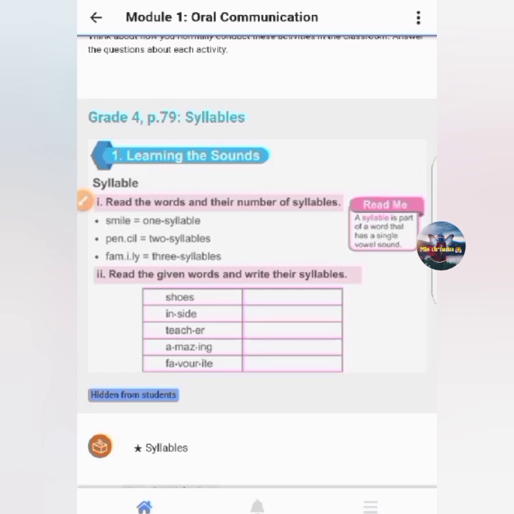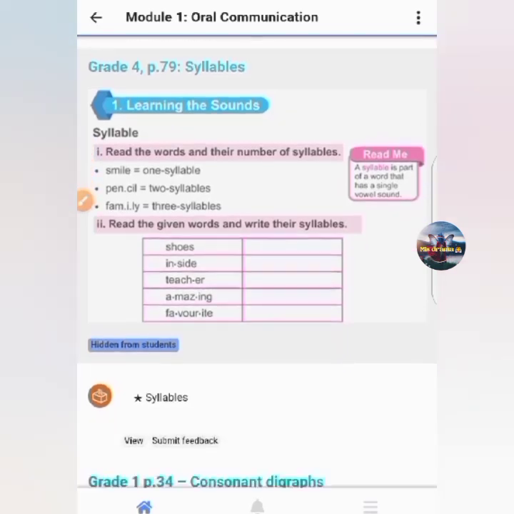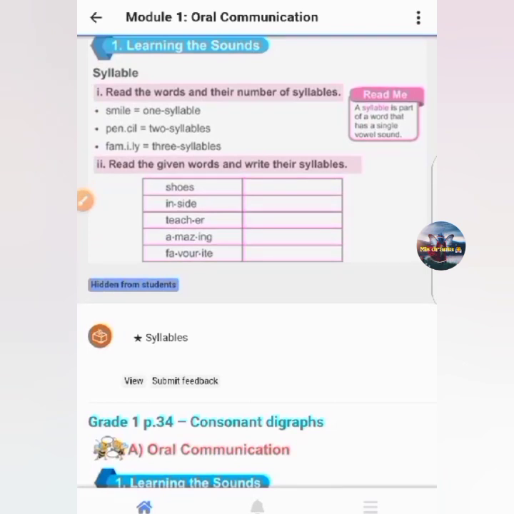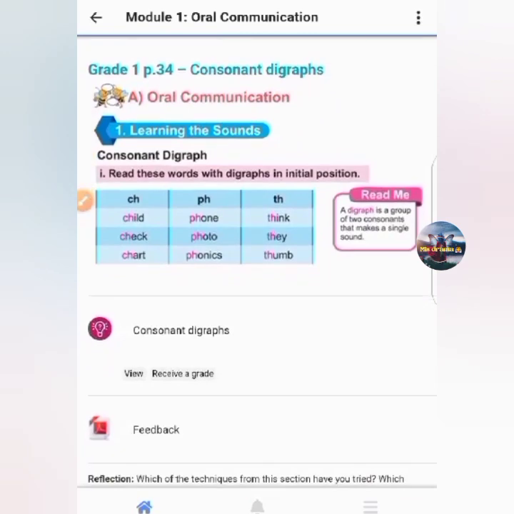Syllables, we all know that a syllable is a word part that has a single vowel sound. A word that can be pronounced in a single breath can be called a syllable. So smile, pencil, family. The number of pauses determines the number of syllables in a word. So there are different examples here.